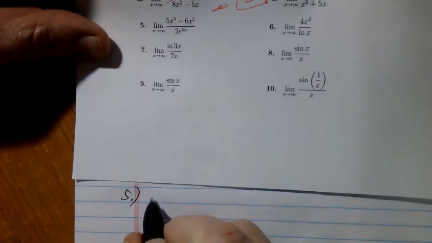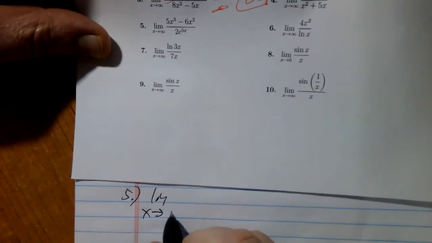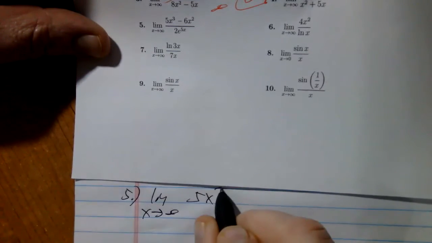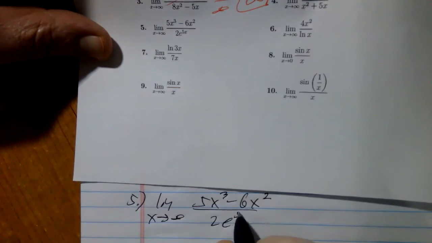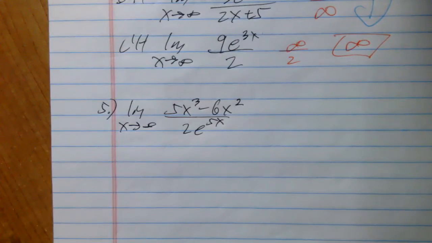All right, same basic idea with 5. We could do the limit as x goes to infinity of 5x cubed minus 6x squared over 2e to the 5x. Again, when you get good at these, you could probably just look at that problem and tell me the answer. But that's okay, we'll get there.